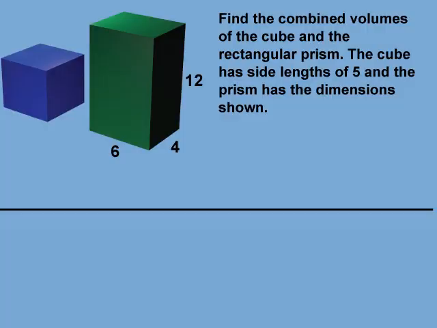Find the combined volumes of the cube and the rectangular prism. The cube has side lengths of 5, and the prism has the dimensions shown. The volume of a cube is the side length cubed, and the volume of a rectangular prism is the length times the width times the height. This expression can be used to find the combined volumes. S cubed is the volume of the cube. L times W times H is the volume of the rectangular prism.